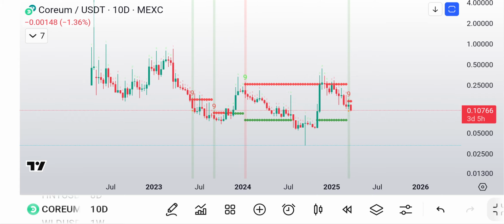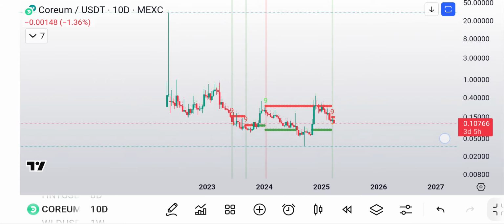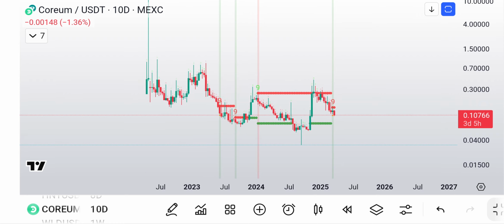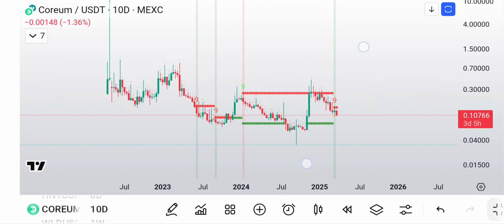Quorum. I like Quorum. I don't know why, but it looks pretty decent here. You got an impulse and you're flagging out nicely. So it looks decent here.